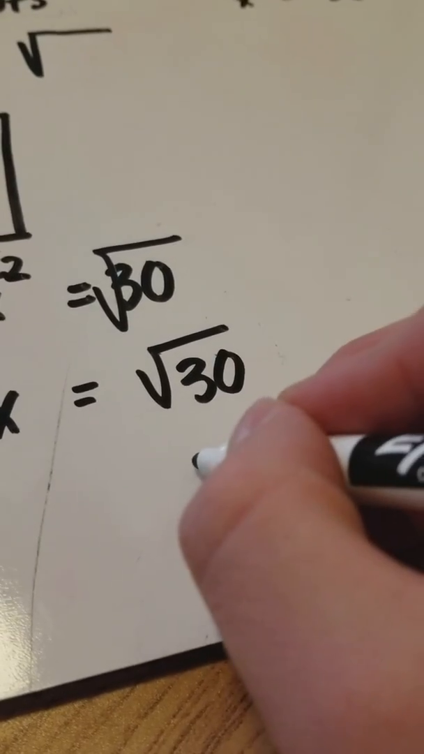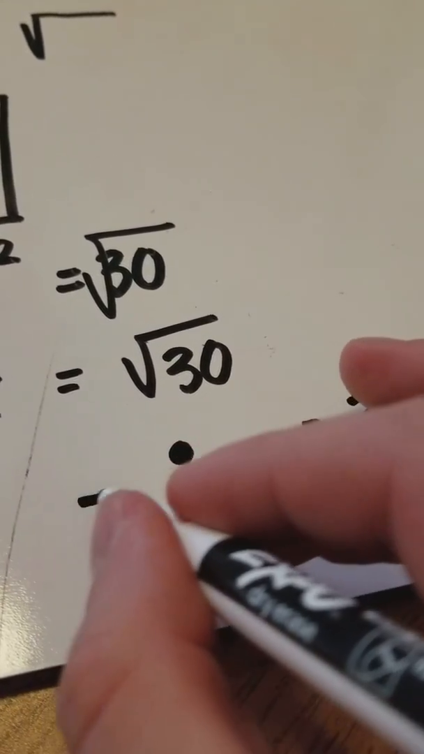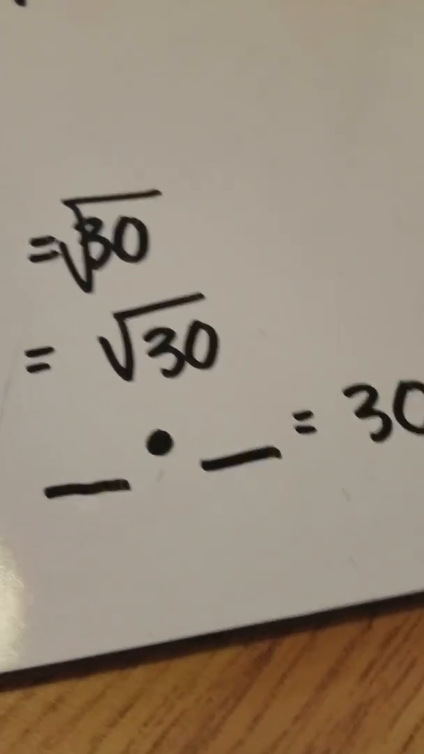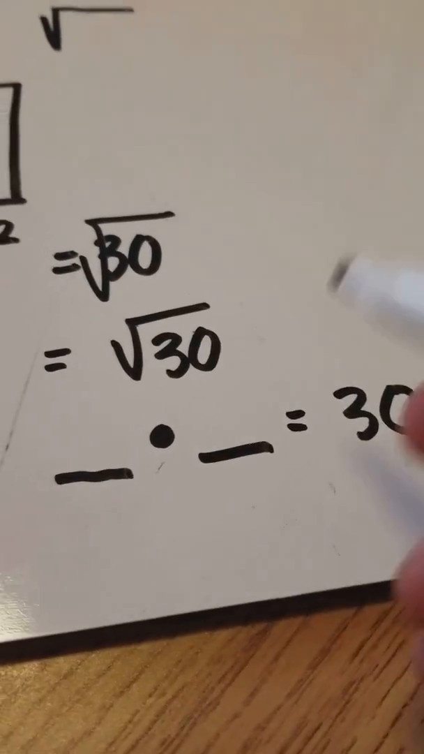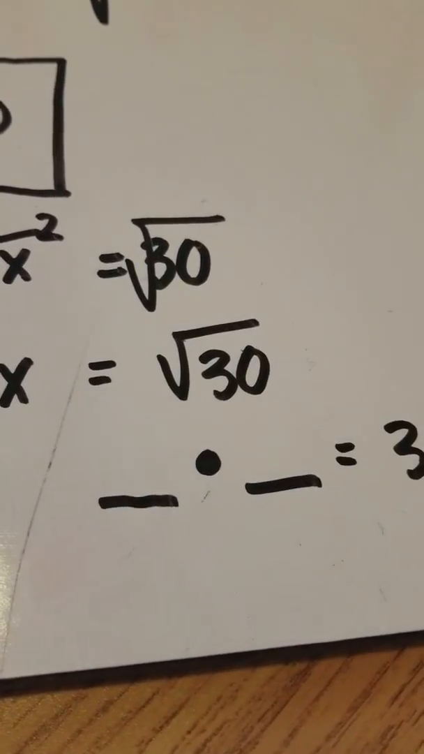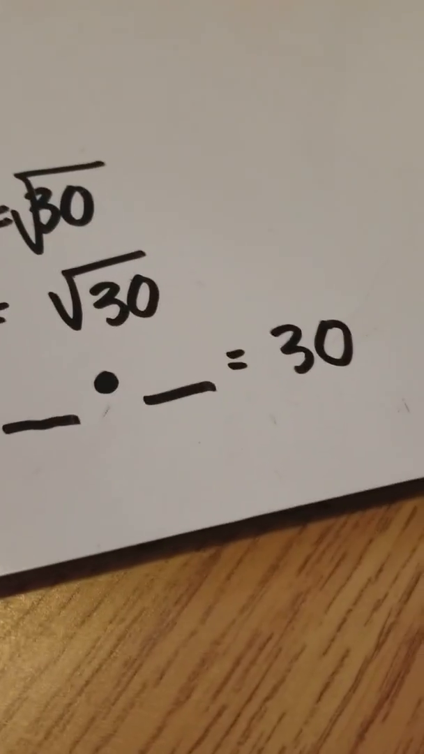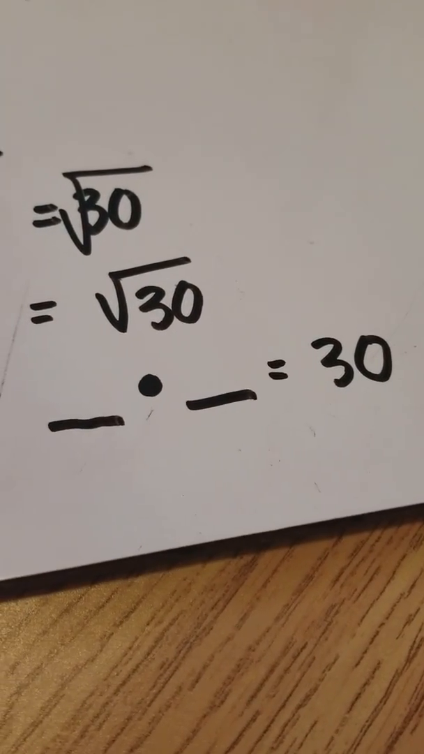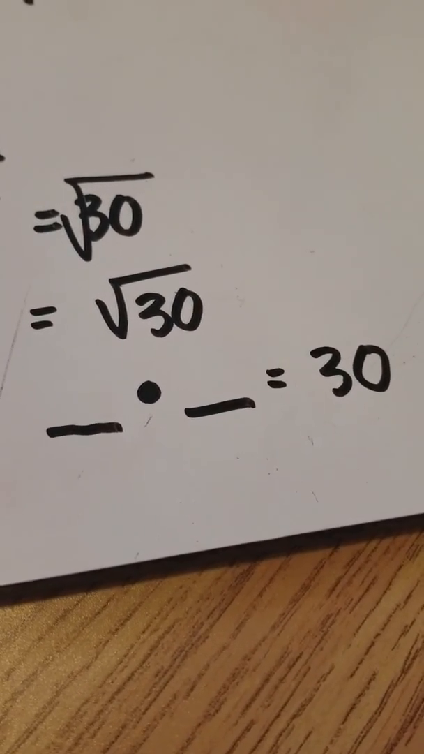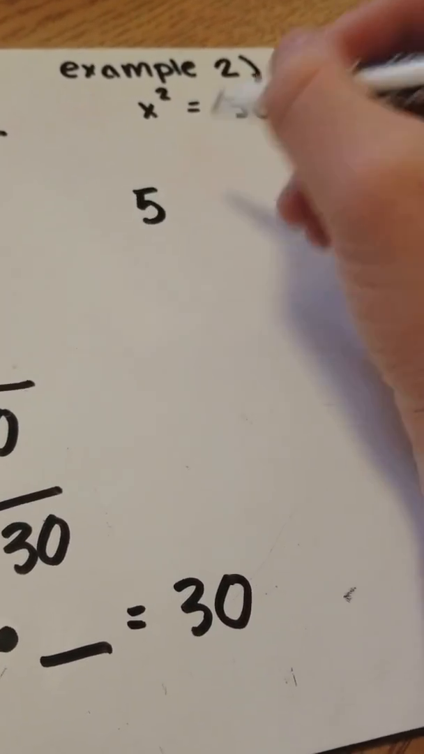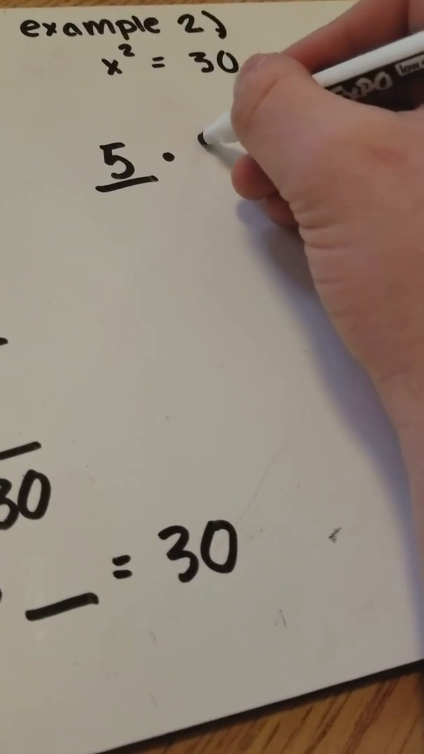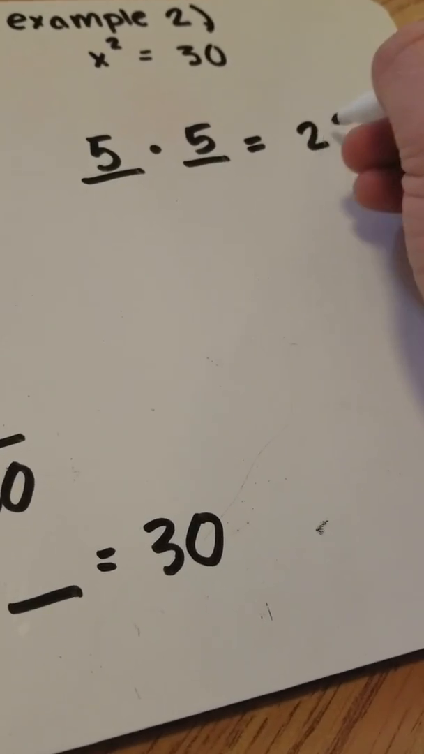Well, let me write it like this. Something times something is going to give me that 30. And once I find what that something is, that will be our answer. So let me think. I used 5, but I know that's not quite 30. I know that 5 times 5 is equal to 25.